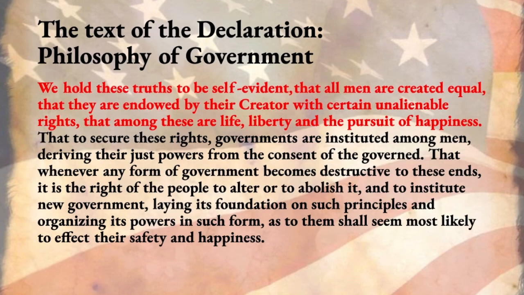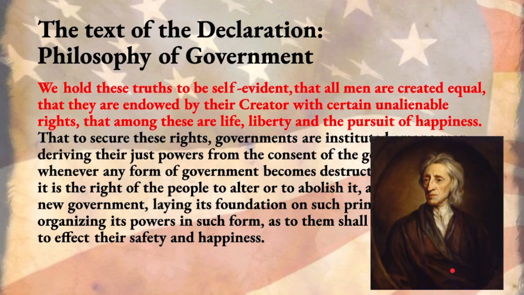And this is the most famous part, the philosophy of government. We hold these truths to be self-evident, that all men are created equal. They are endowed by their Creator. Again, not a specific denominational creator, but their Creator, a general term. Endowed by their Creator with certain unalienable rights, that among these are life, liberty, and the pursuit of happiness. This should remind us of John Locke from England, who didn't talk about unalienable rights, but talked about natural rights, rights that can't be taken away. He said life, liberty, and property.